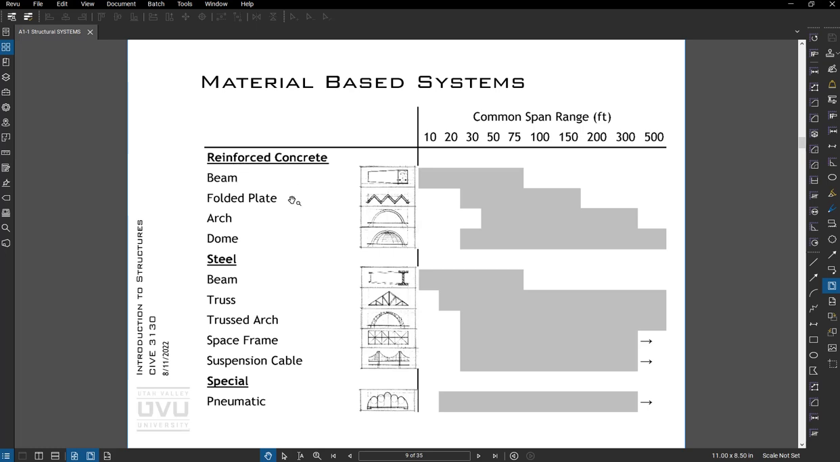Reinforced concrete, a typical beam, maybe up to 80 feet. Domes up to 500 feet. And then with steel, we can go to suspension frame or space frames, cables, where we really don't have a limit on their size other than just the technical realities of designing something that large.